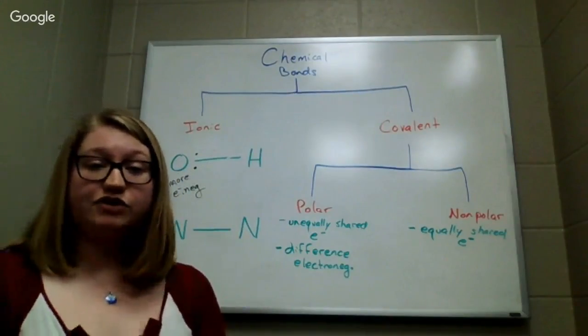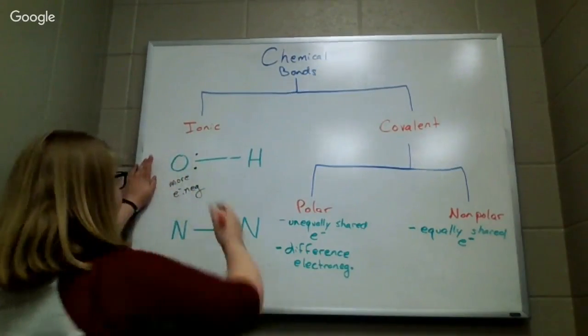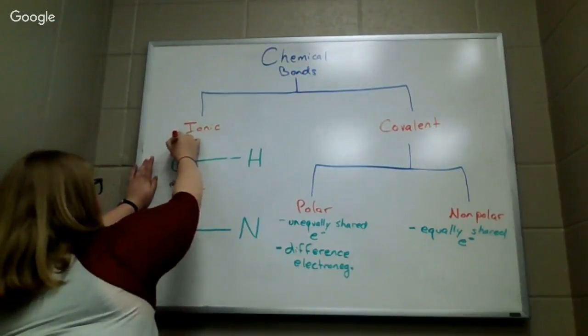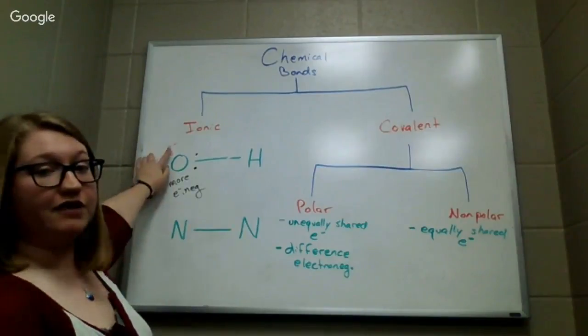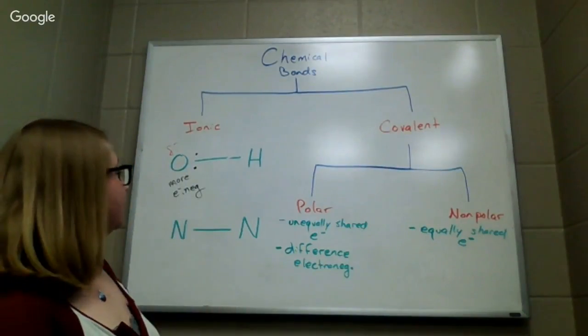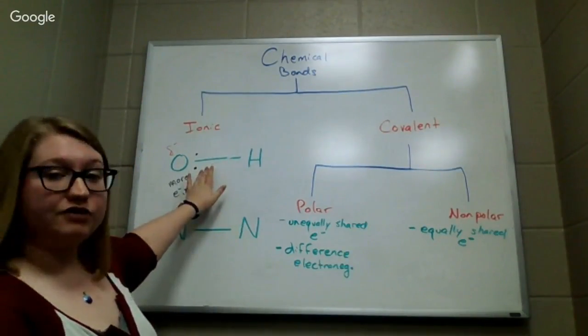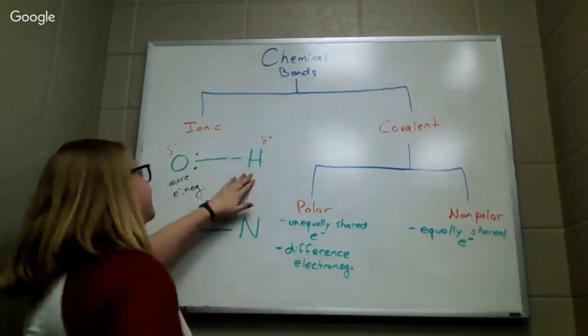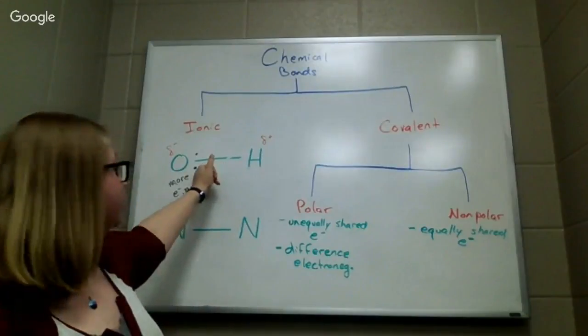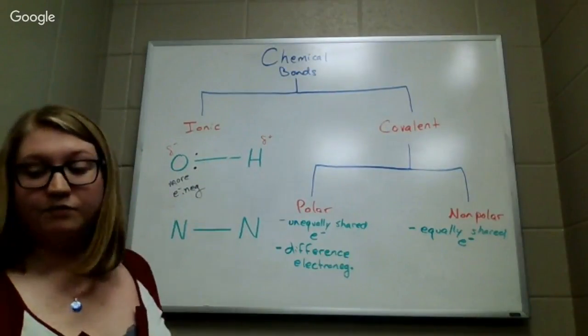Electrons are negatively charged, so what ends up happening is that oxygen acquires a partial negative charge, and that is delta negative. Because the electrons are closer to oxygen, it makes sense that hydrogen then becomes partially positive, because the negative subatomic particles are further away from it.